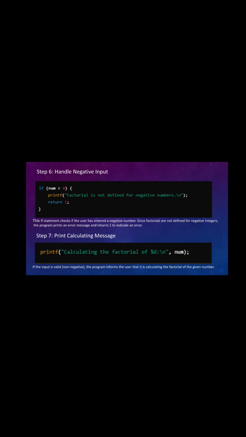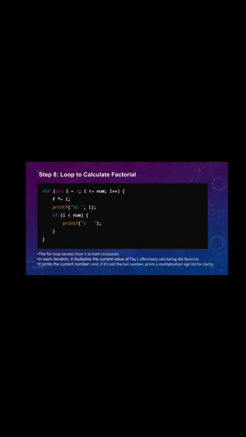Step 7: print calculation message. If the input value is not negative, the program informs the user that it is calculating the factorial of the given number.